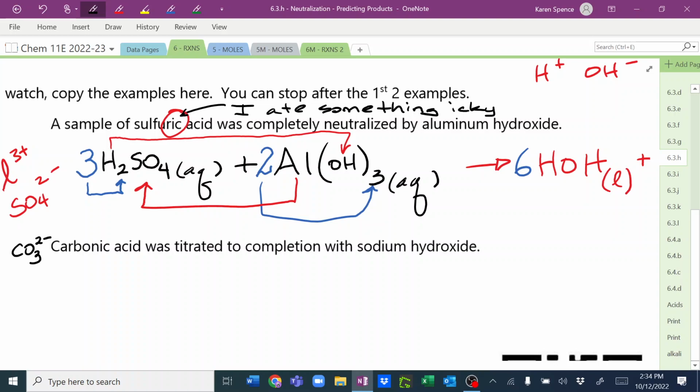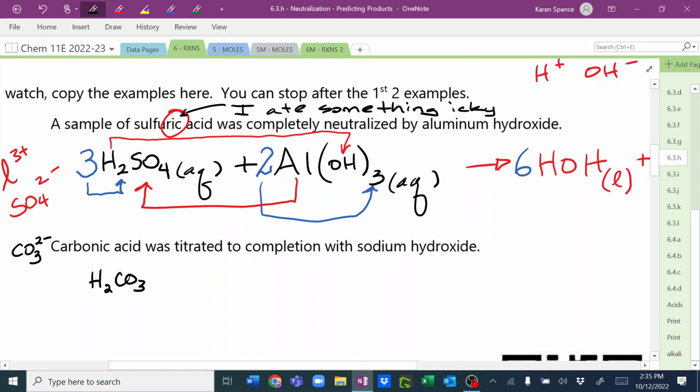It's not. We're just making it so we have a question that we can balance. It's hard to find ones that are interesting to balance in acids because most of the hydroxides are not soluble, right? So it's really hard to find one that has 3 hydroxides in it. Okay, carbonic acid. So knowing that carbonate is CO3 2-, what is the formula for carbonic acid? H2CO3. And it was titrated to completion.